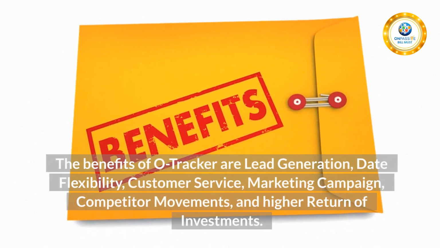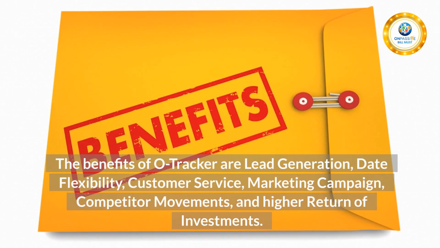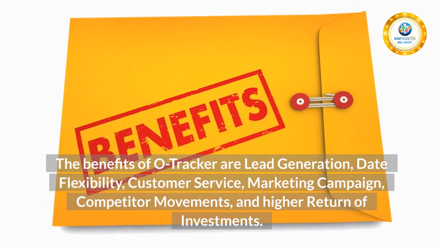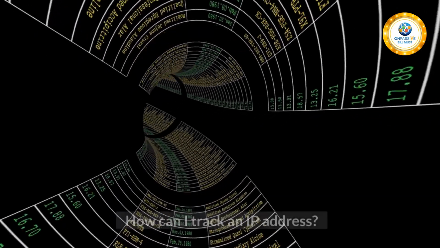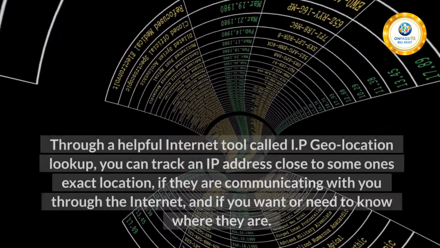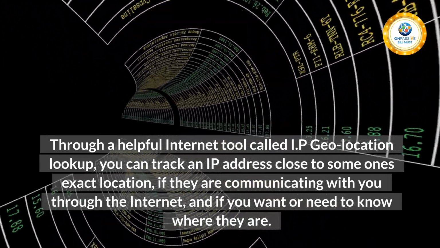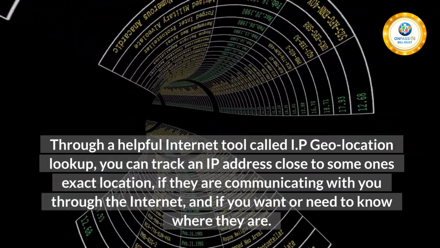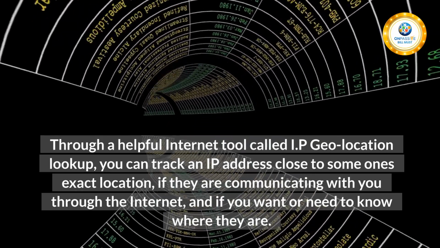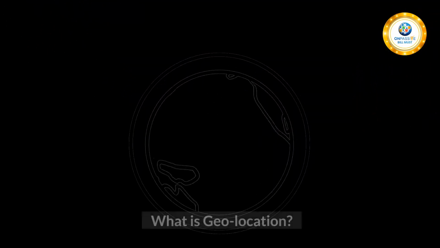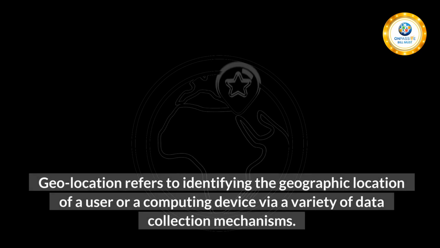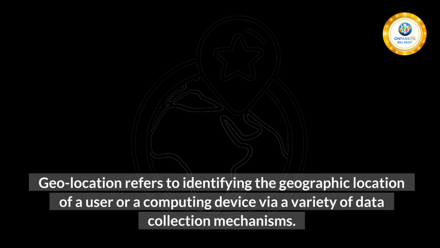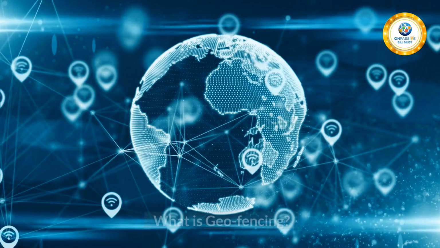What are the benefits of OTracker? The benefits of OTracker are lead generation, data flexibility, customer service, marketing campaign, competitor movements, and higher return on investments. How can I track an IP address? Through a helpful internet tool called IP Geolocation Lookup, you can track an IP address close to someone's exact location, if they are communicating with you through the internet, and if you want or need to know where they are. What is geolocation? Geolocation refers to identifying the geographic location of a user or a computing device via a variety of data collection mechanisms.